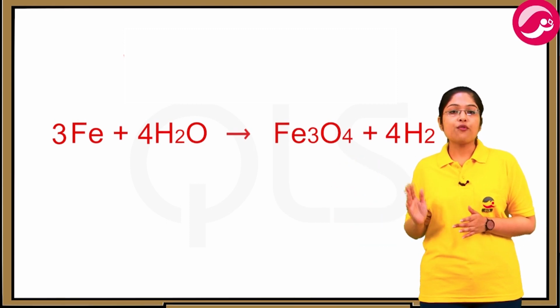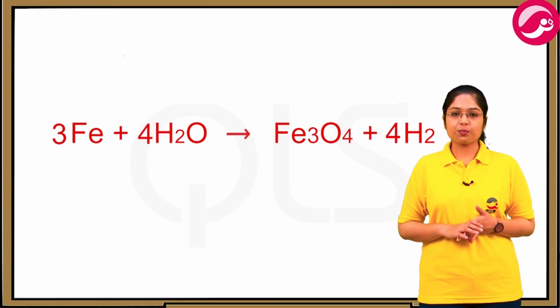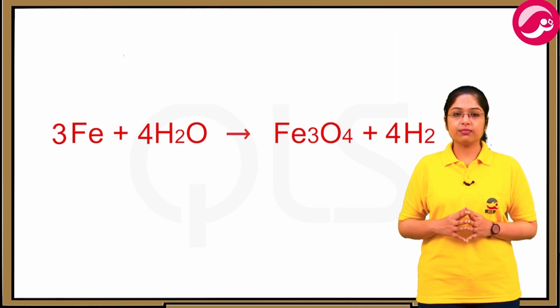Now, after balancing all the elements, we have the final chemical equation of the reaction, which is 3Fe plus 4H2O gives out Fe3O4 plus 4H2. Here you can clearly see that the number of each atom of each element is now equal on both sides. This is now a balanced chemical equation.